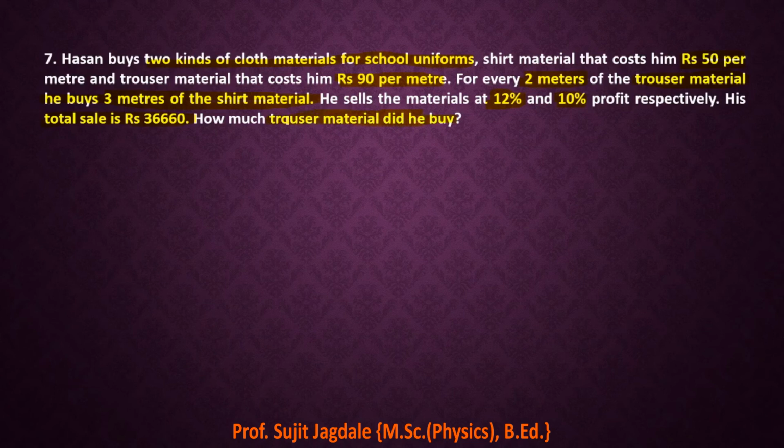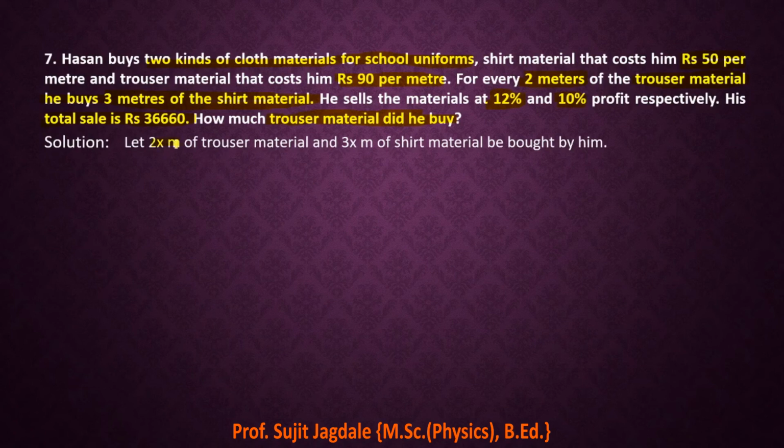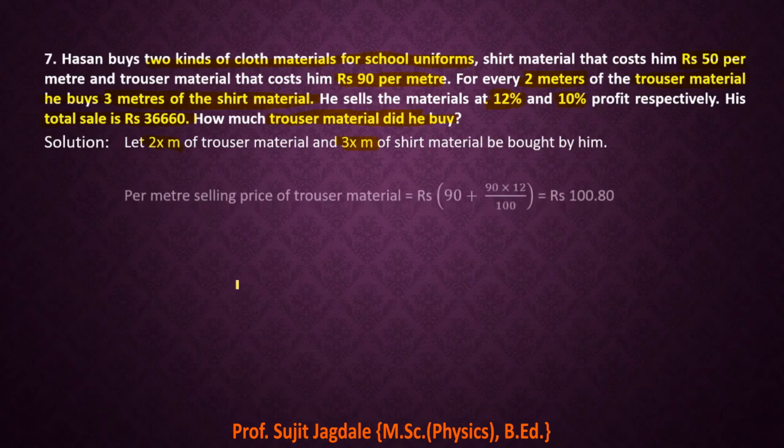So how much trouser material did he buy? Only that we have to calculate. There is no need to calculate the shirt material. How much shirt material did he buy? That is not necessary to calculate, but if asked, you can calculate. Now suppose Hassan buys 2x meter of trouser material and 3x meter of shirt material, because for every 2 meter, 3 meter of shirt material is there. That's why we are taking 2x and 3x.